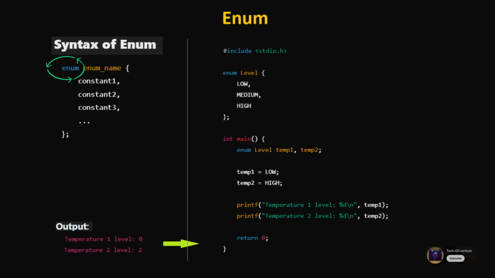To declare an enumeration, you use the enum keyword. By default, the first constant is assigned 0, and subsequent constants increment by 1. Enums can have explicitly assigned values. Enum size is typically the size of an int. Enums are a powerful way to make code cleaner and easier to understand.